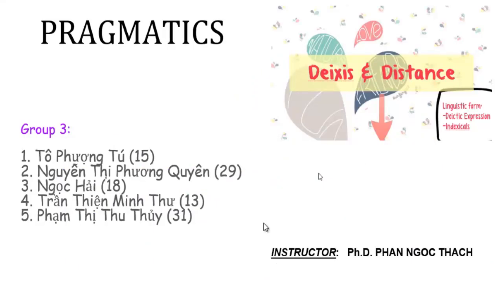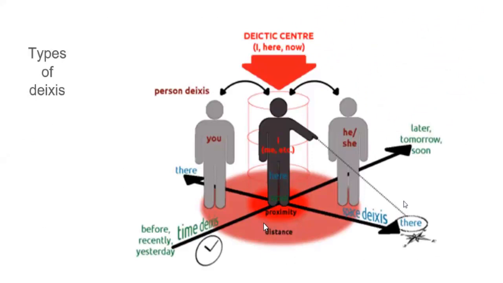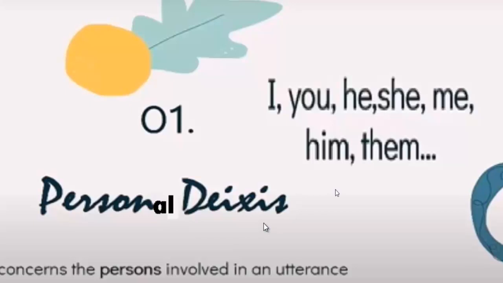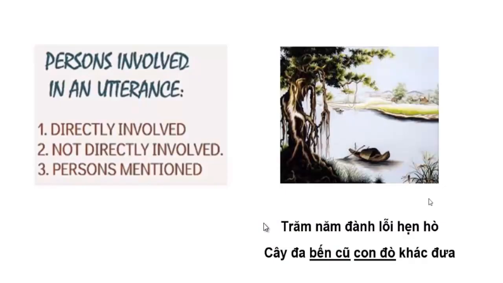Good afternoon, everyone. Today we will present about types of deixis. There are three deixis. Number one, personal deixis. Personal deixis concerns the person involved in an utterance. For example, trăm năm đành lỗi hẹn hò, cây đa bến cũ con đò khác đưa.